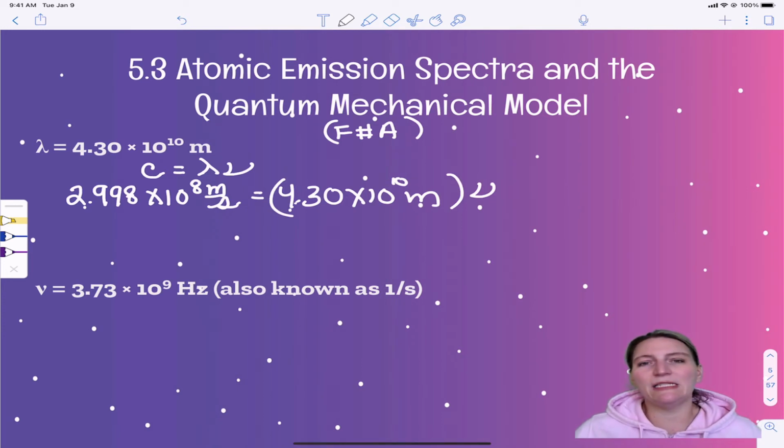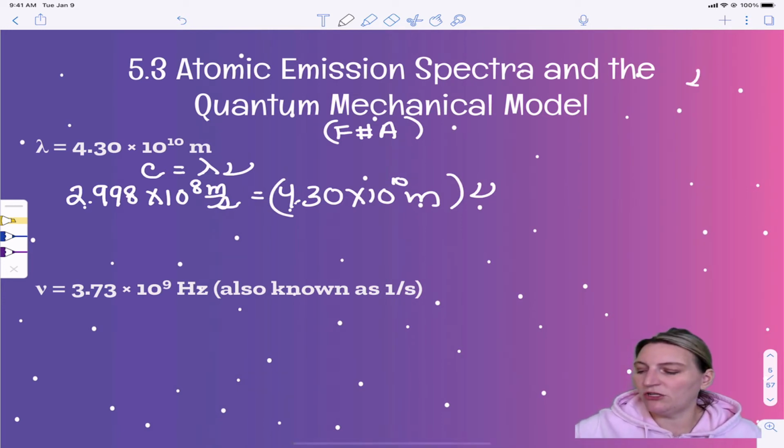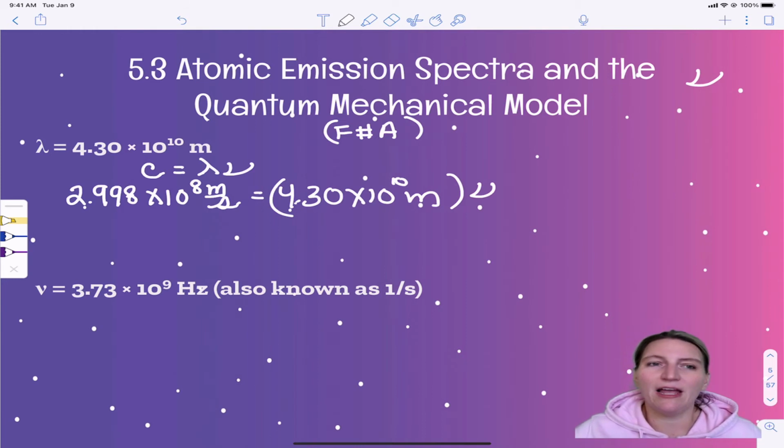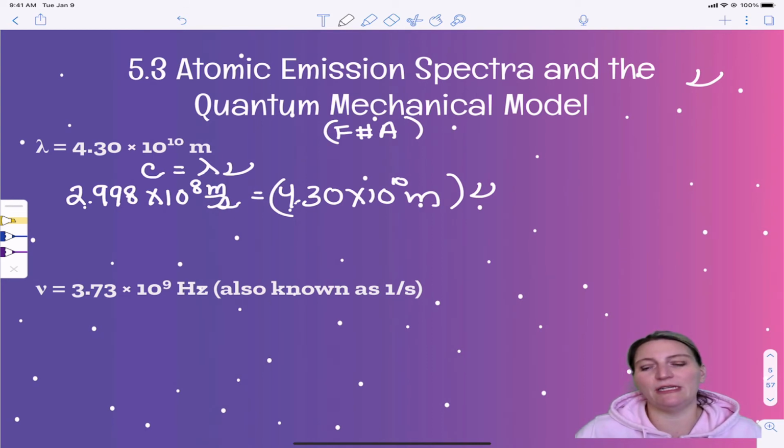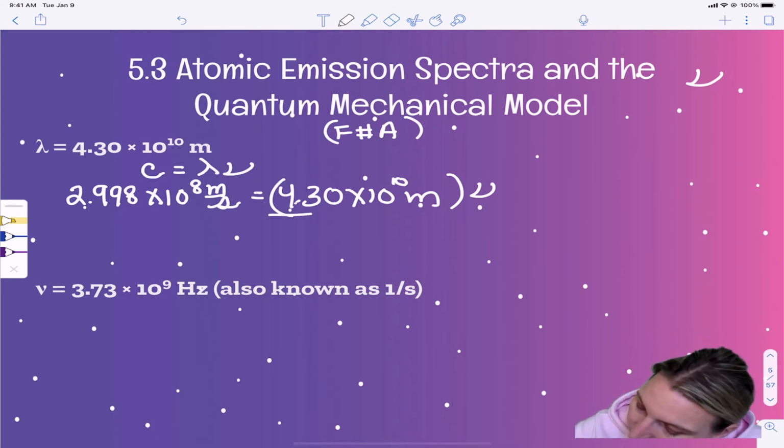I'm using the symbol for frequency, which is the Greek letter nu. It kind of looks like a scripty V or a cornucopia. I don't know. It is what it is. Try your best to make that symbol. So now I've plugged in all my numbers, and now I solve using algebra, dividing both sides by 4.30 times 10 to the positive 10.